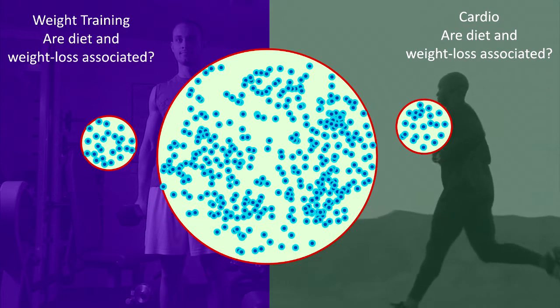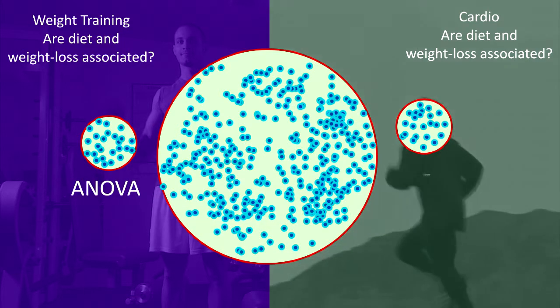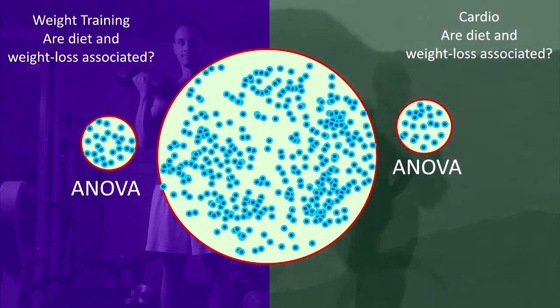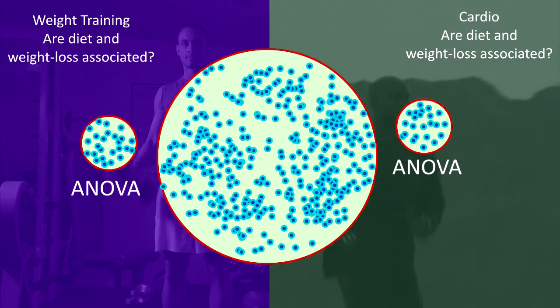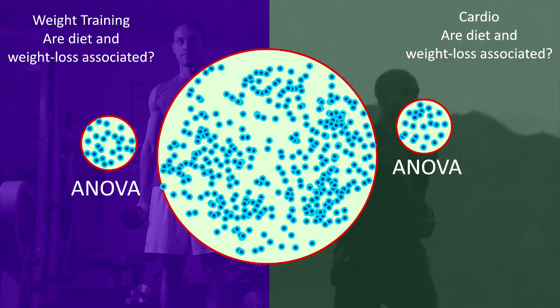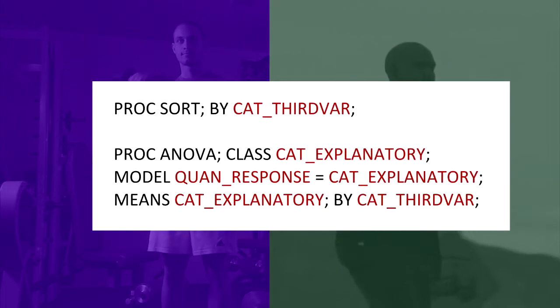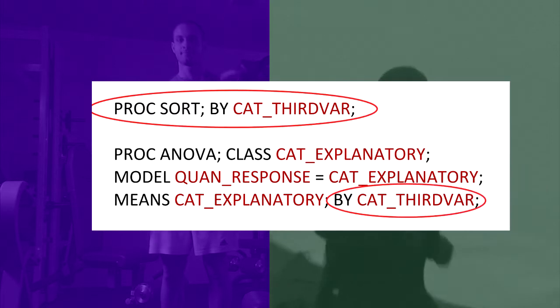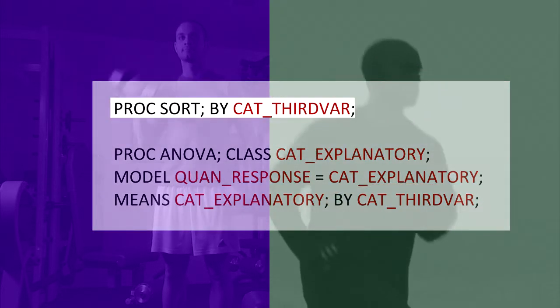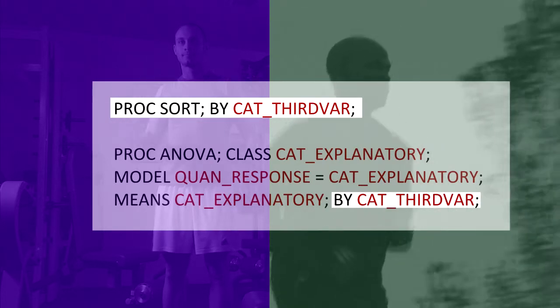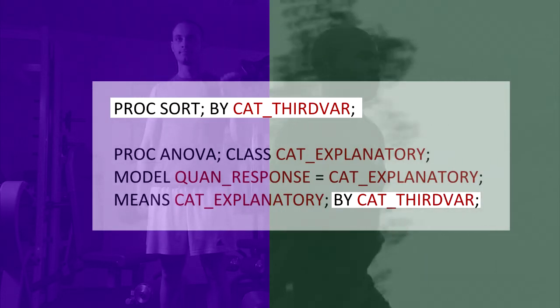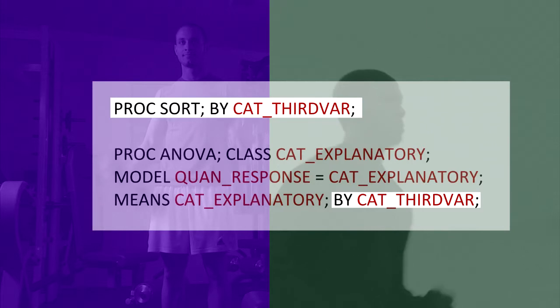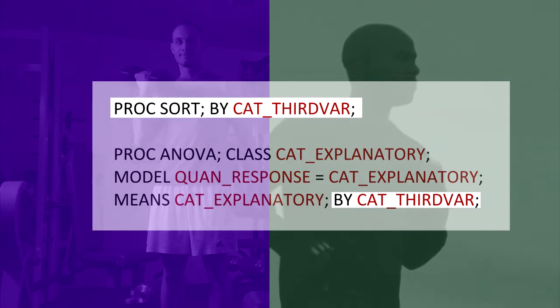To accomplish this, we're going to run two separate ANOVAs, one for each level of the third variable, that is, for each exercise program. Syntax to be added to the general proc ANOVA code is circled here in red. We need to first sort the data according to the categorical third variable, then include a by statement telling SAS to run analysis of variance for each level of the third variable.